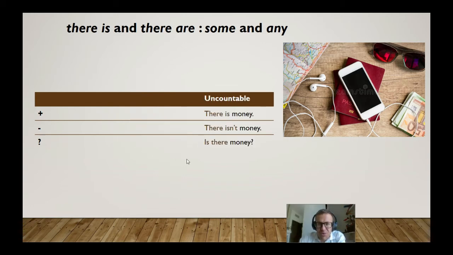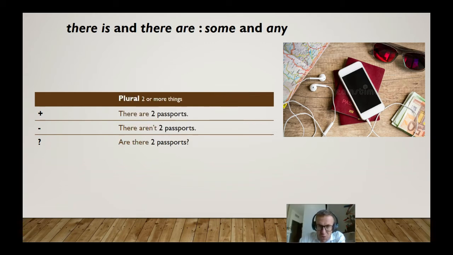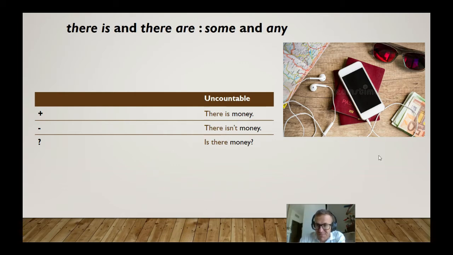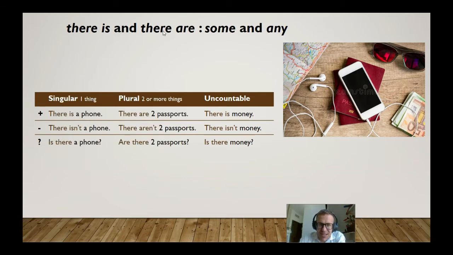Uncountable, we use there is. There are is plural. There is no plural for uncountable. So there is money, there isn't money, is there money? So this is there is and there are: for countable singular, there is; countable plural, there are; uncountable uses the same as the singular.